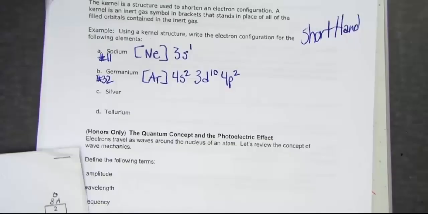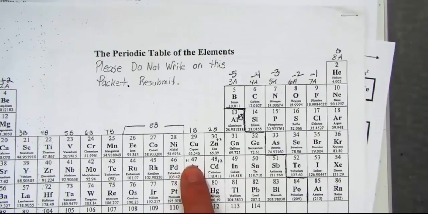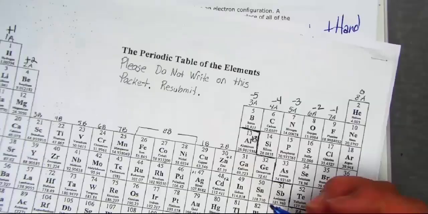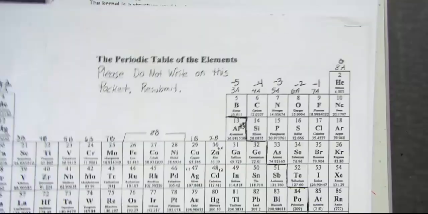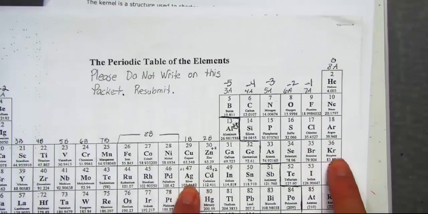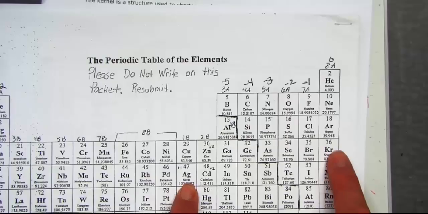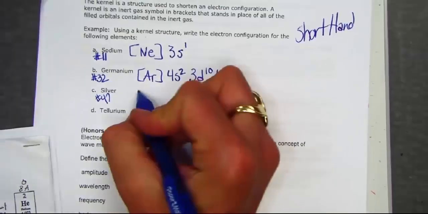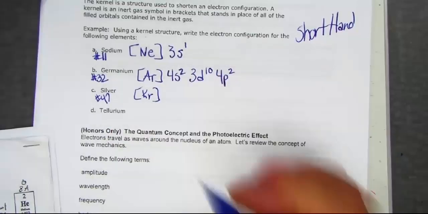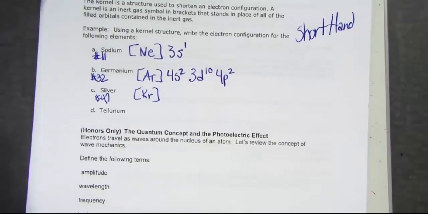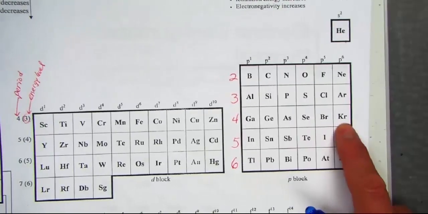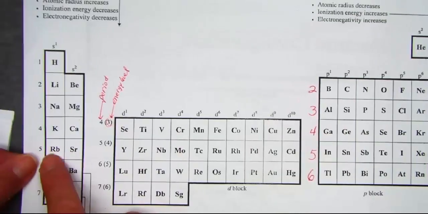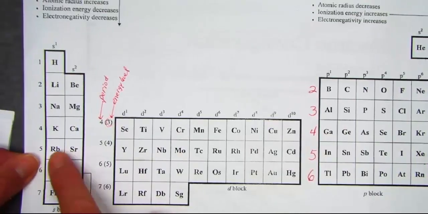Let's try silver. Silver is number 47. Who's the last noble gas you get to before hitting silver? Well, that's krypton, number 36. The last noble gas is krypton. So in a bracket goes krypton. And that saves us from writing the first 36 electrons. Where do we hit after krypton? Well, we hit the 5th energy level. Pass through the s block. 5s2.